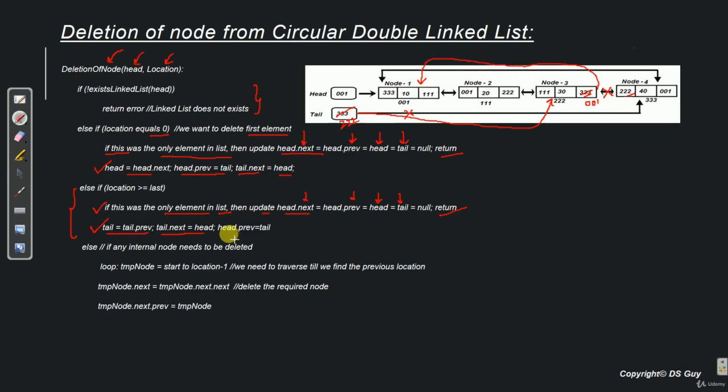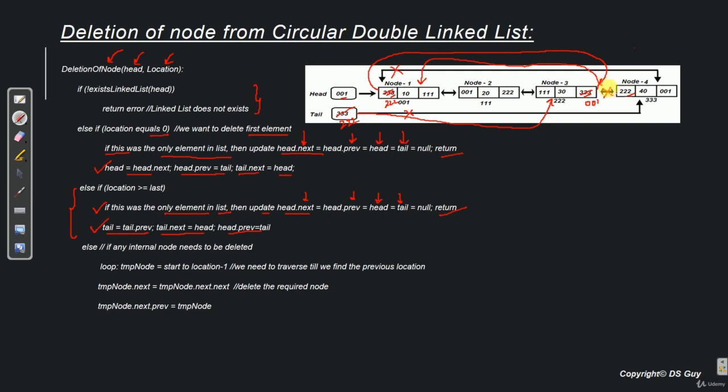Now the last statement is head.previous is equal to tail. So what is head right now? 001. So what is head.previous? 333. Now this needs to be updated and it needs to be equal to tail, which is 222. So this will automatically disconnect this connection and it will establish a new connection between node 1 and node 3.